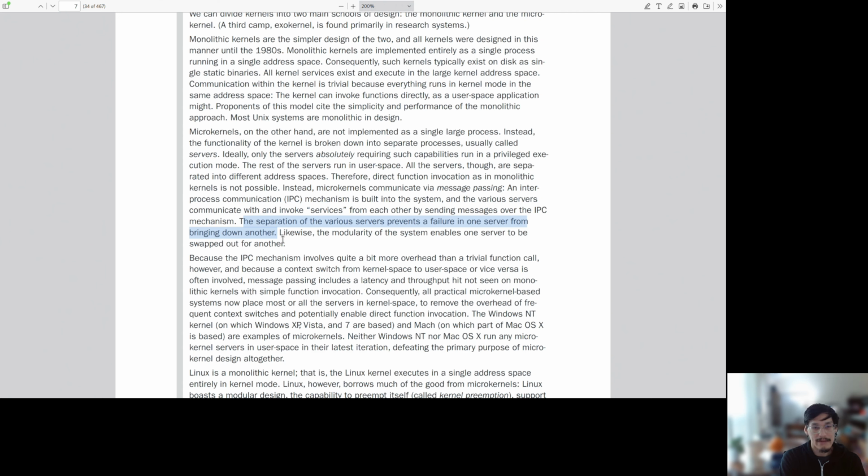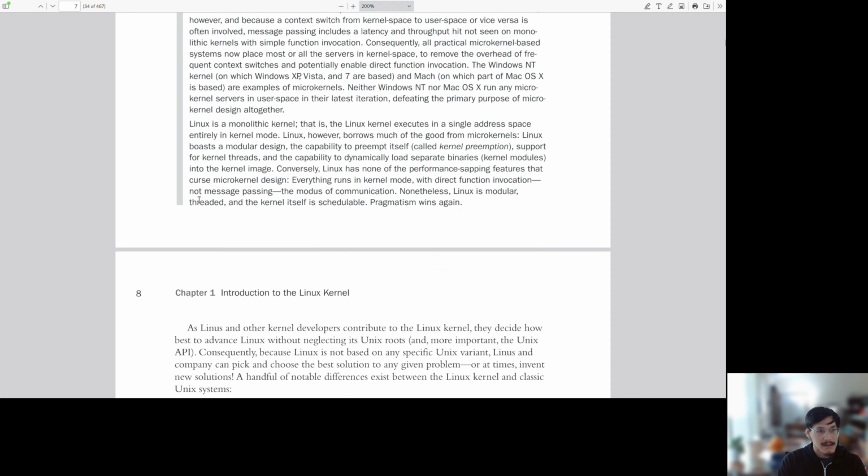Versus, for example, if you have a microkernel and maybe something that's dealing with the file system crashes, there could be a mechanism where it's not going to take down the entire system, but there could be another process polling for whether or not this file system server, this app in the microkernel, is up or down. It can just bring it back up. And some microkernels are like that. They self-heal in that way. Likewise, the modularity of the system enables one server to be swapped out for another.